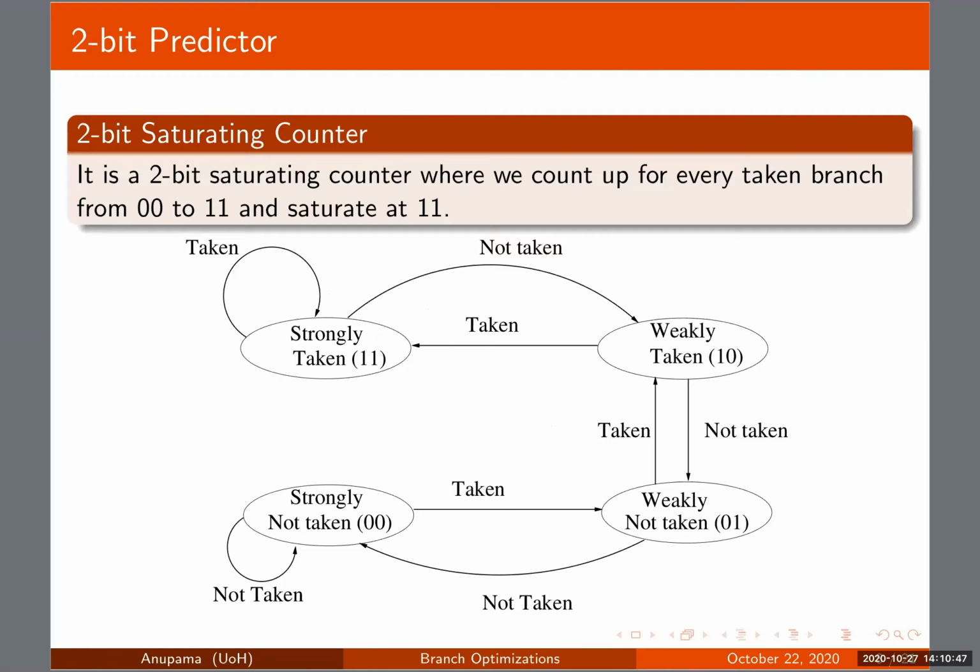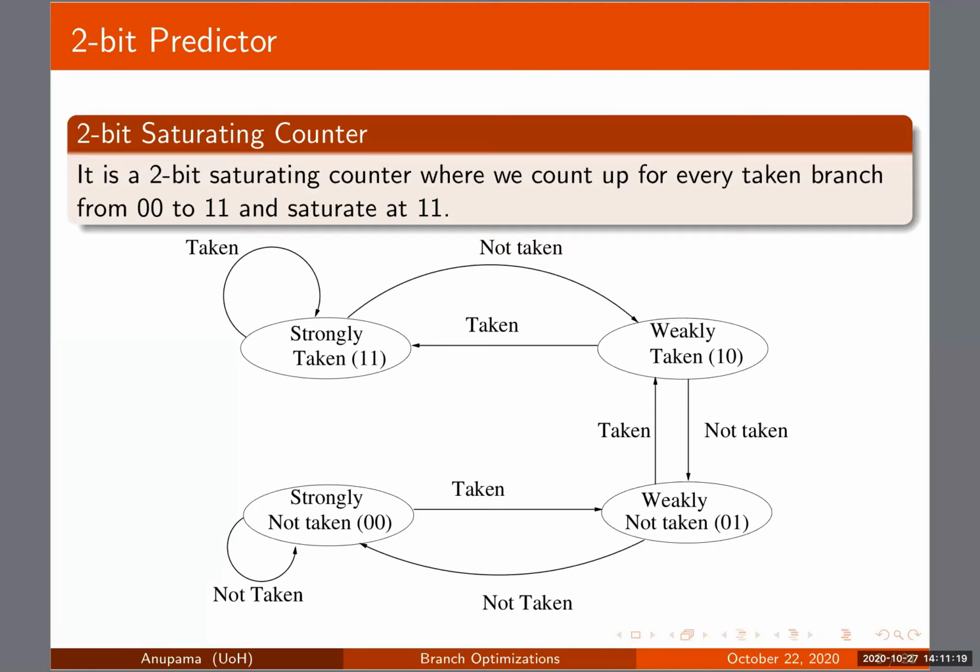I was thinking about it. I feel that we can use either of the two state diagrams. In one case, the state change from 00 to 11 will happen if there are 3 taken branches, like in this FSM. In the other FSM, it will happen in 2 taken branches. So either of the 2 FSMs you can look at and analyze.